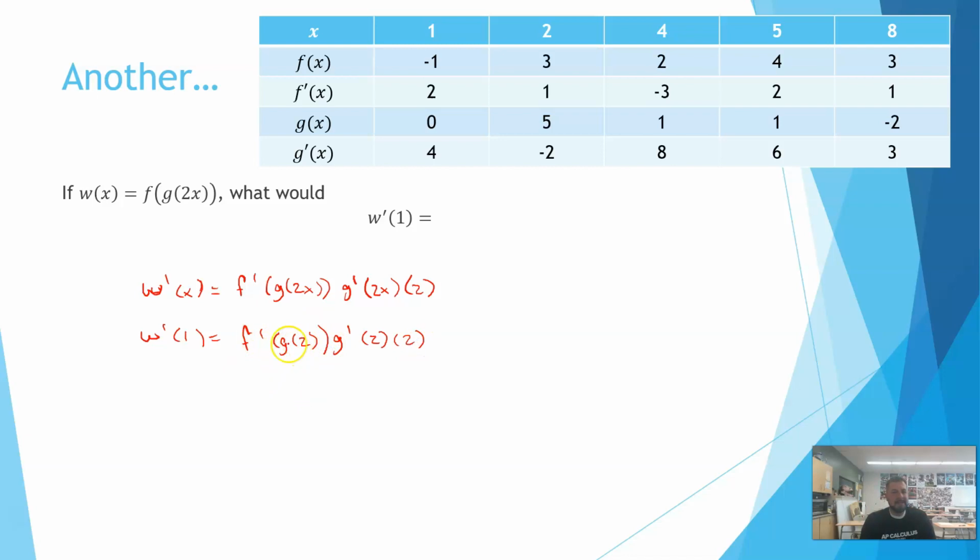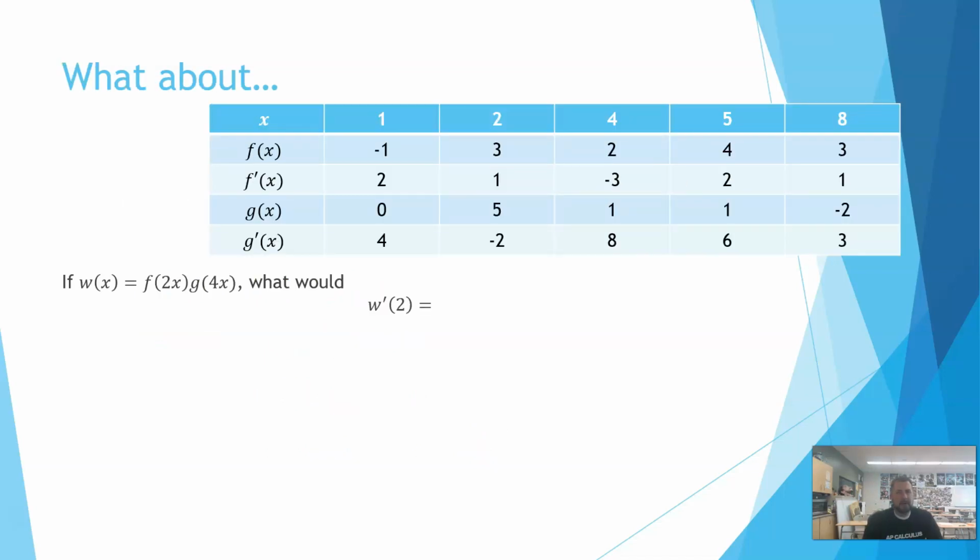So now I need to find out what g of 2 is. So I go to the table, I got g of 2 is equal to 5, so I got f prime of 5. Again, that's way easier because I don't have to evaluate anything. The values are already there. So then f prime of 5, I can see f prime of 5 is 2. G prime of 2 is negative 2 times 2. So 2 times negative 2 times 2 gives me negative 8. That's my answer for this one.